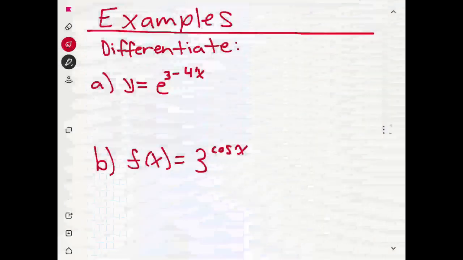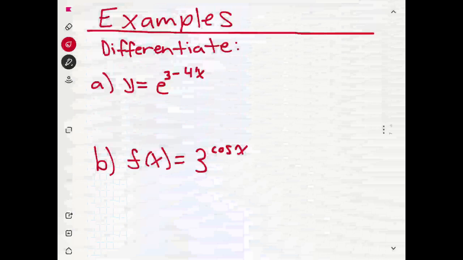So here we have two different examples, and they actually relate to a couple of our topics that we learned. For A, we have y is equal to e to the power of 3 minus 4x. I'm not sure if you noticed, but e to the power of 3 minus 4x is actually a composite function. Again, if you don't know what that is, please check out Derivatives Day 4, where I talk about chain rules. So that is definitely a chain rule, and the chain rule definitely applies.